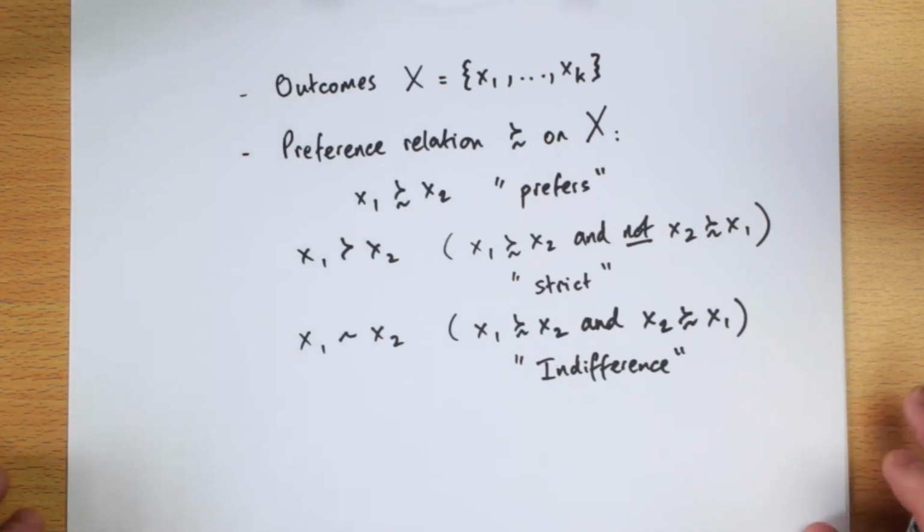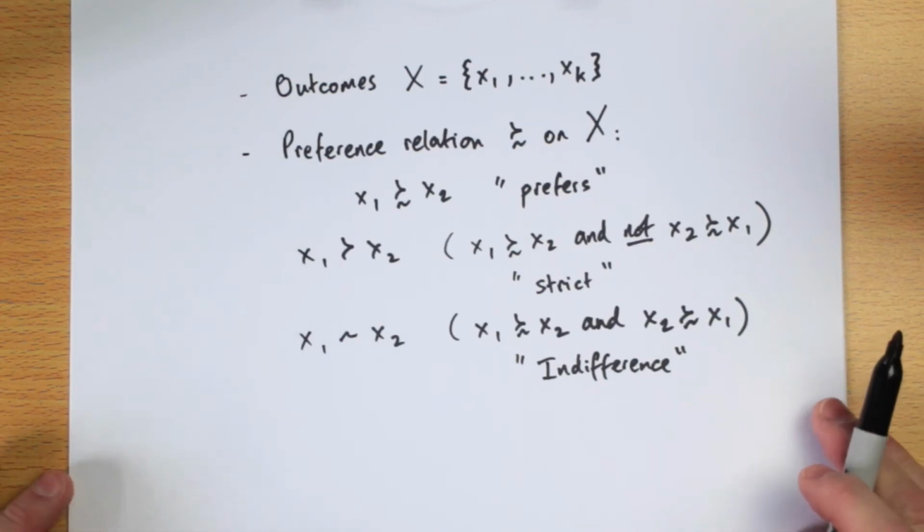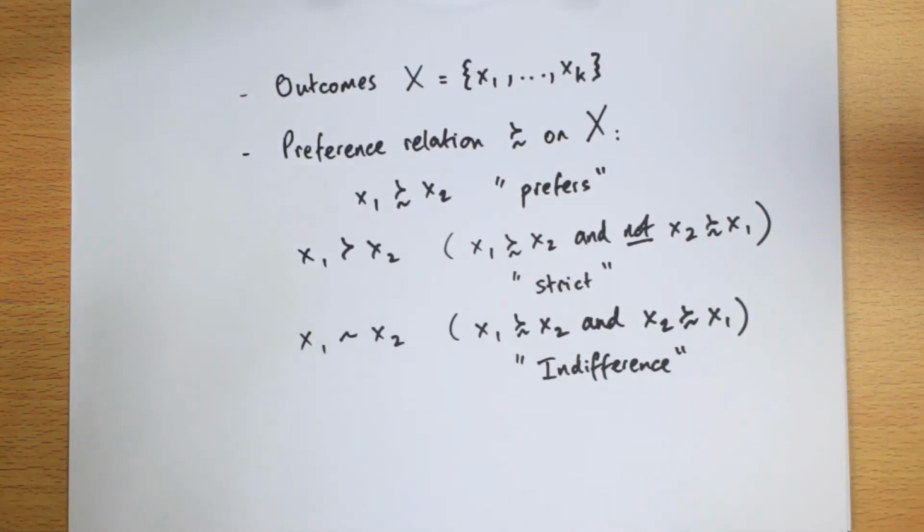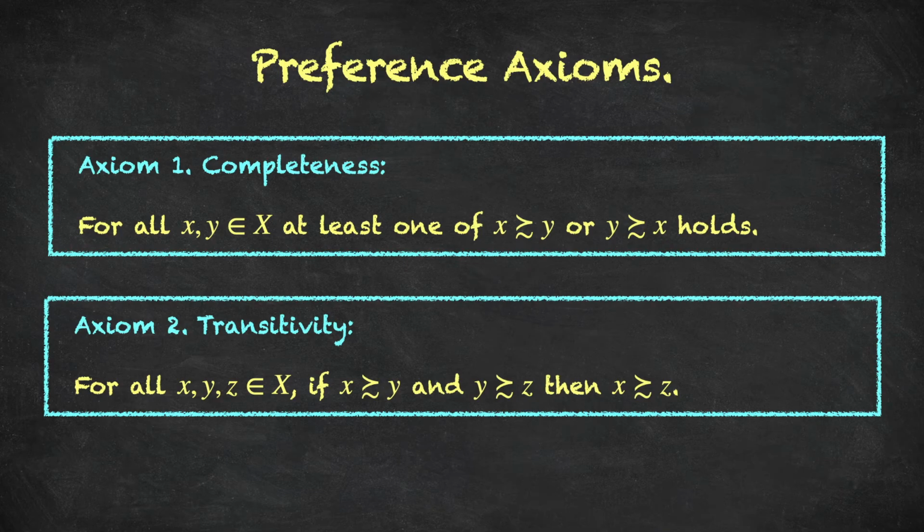But we are going to ask for some kind of consistency. Okay, we don't want to allow preferences which are, in some sense, not rational. So what do we mean by rational preferences? Well, we're going to introduce some basic assumptions on these preference relations. So let's do that now. The first axiom that we will assume holds for rational preferences is the axiom of completeness.